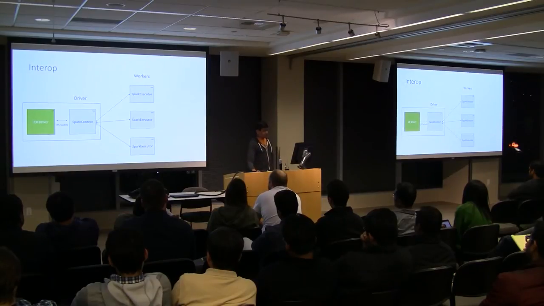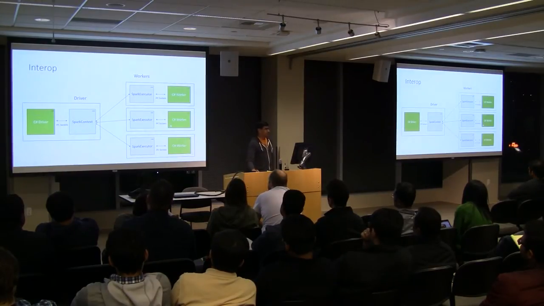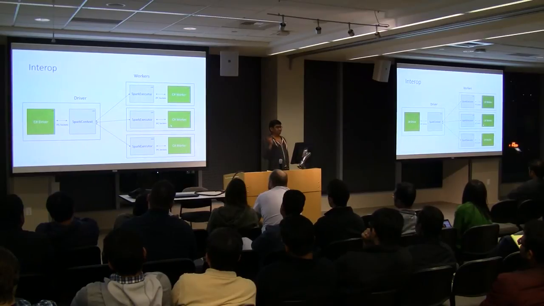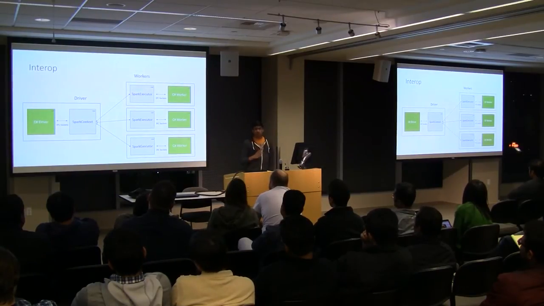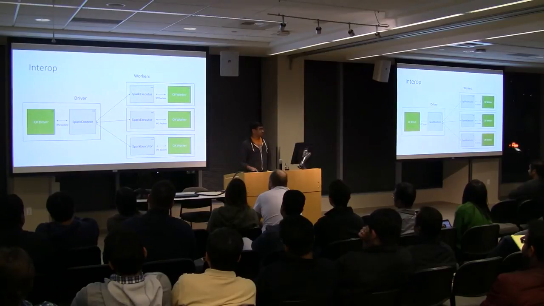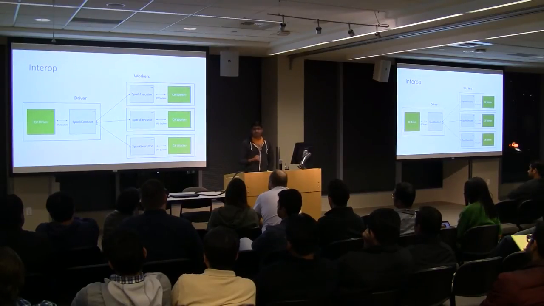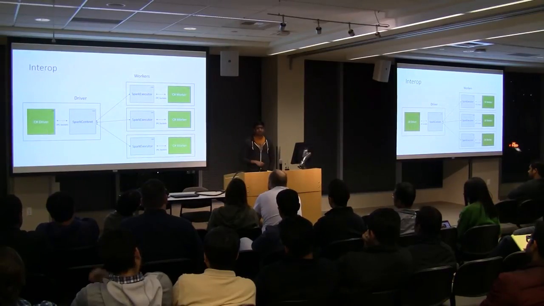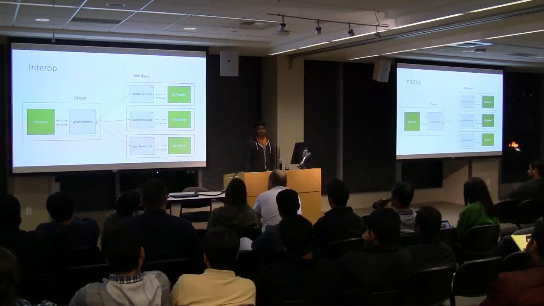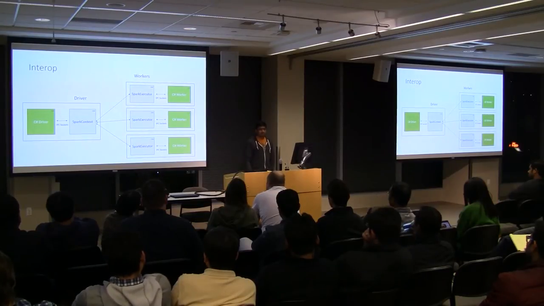The worker side is similar, but it's the other side. The executor launches the CLR only when it is needed. Let's say there's a C-sharp operation the user has defined, like map, and that has to be executed. That needs the CLR. So in that case, the CLR is launched, and then the data is sent back and forth between the JVM and the CLR.